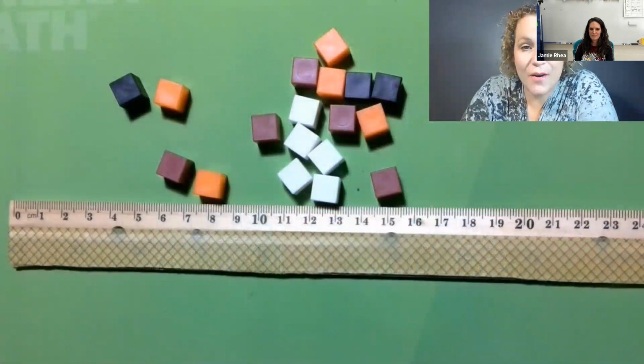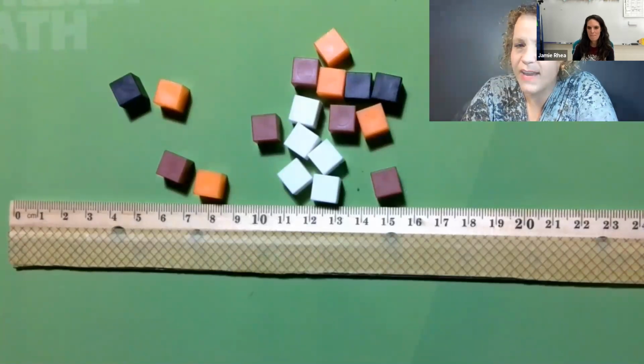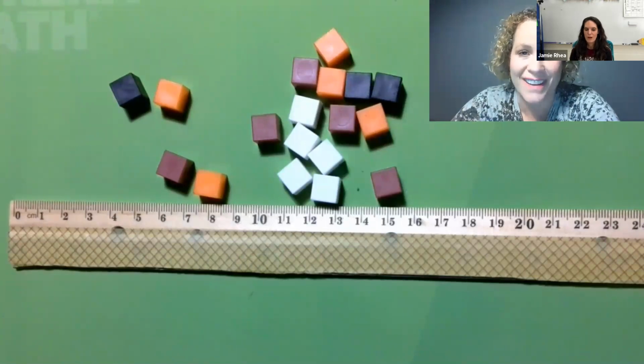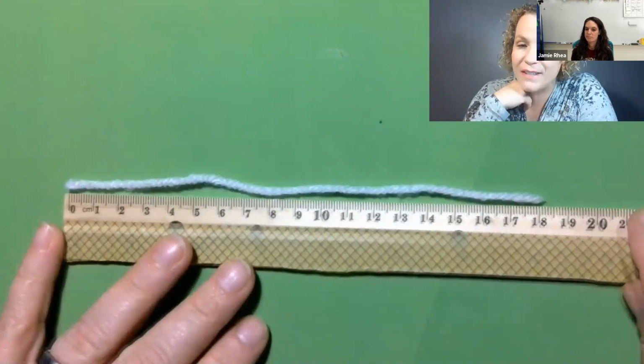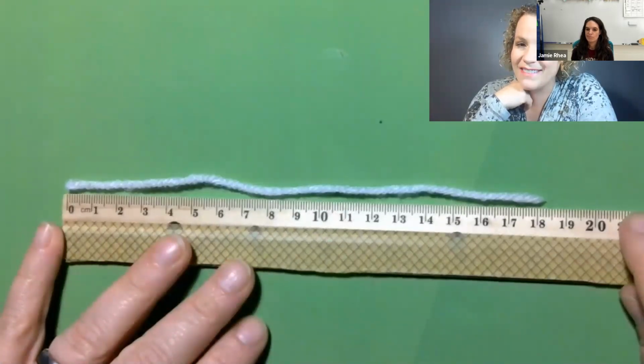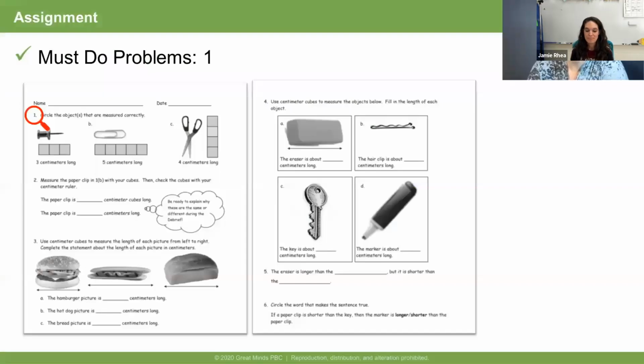If you have a ruler at home, or even centimeter cubes, have someone help you wrap a string around your wrist. Leave a little bit of space so it's not too tight, and then measure the length of your string. But before you do, I want you to make a prediction. Do you think that your wrist would be more centimeters or fewer centimeters than my wrist? What do you think? It's time now for the problem set. Your must-do problem is number 1. And if you have a centimeter ruler or even centimeter cubes at home, try number 4 and 5 as well.